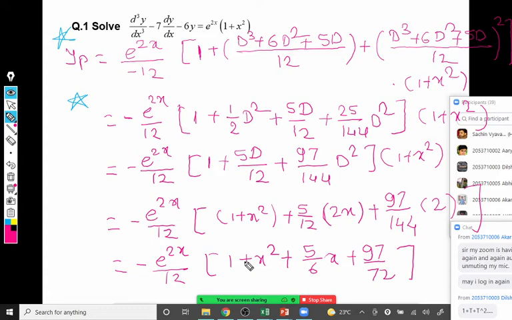So this will be the particular integral, and we already calculated CF. So we should say y is equal to yc plus yp is the complete solution. What will be the final constant term, simplified? 97 plus 72, that is 169 upon 72. Yes, very good, Dilshad. 169 upon 72 will be the constant term in the final answer. You are correct.